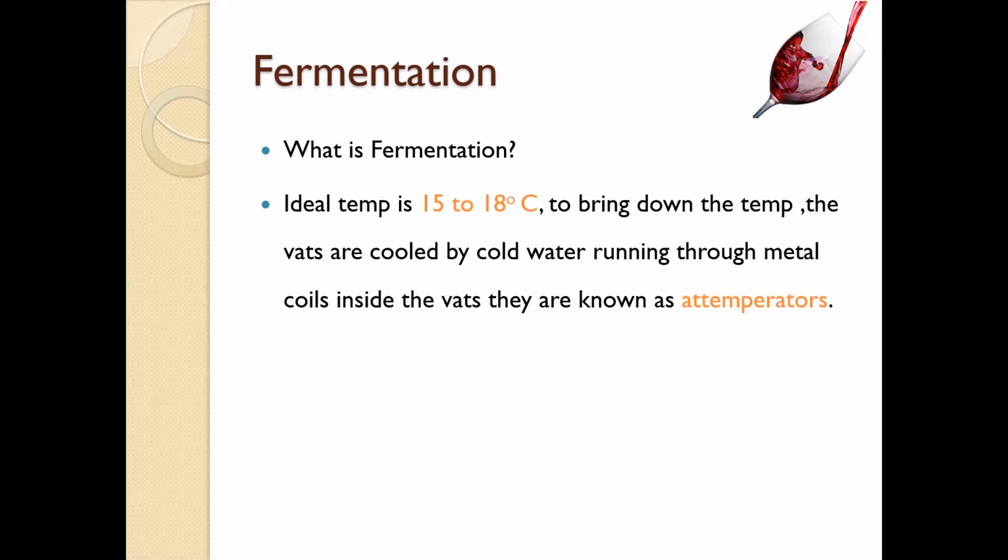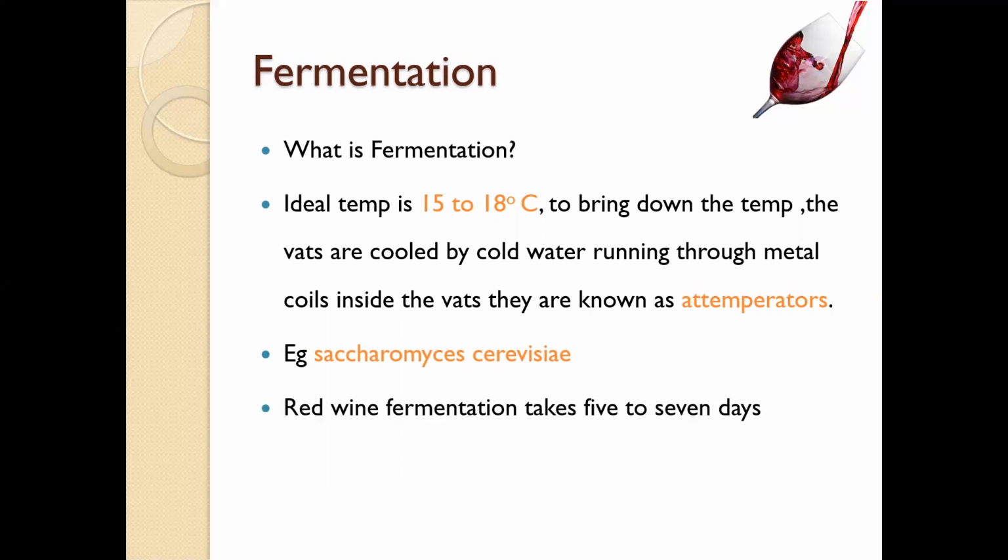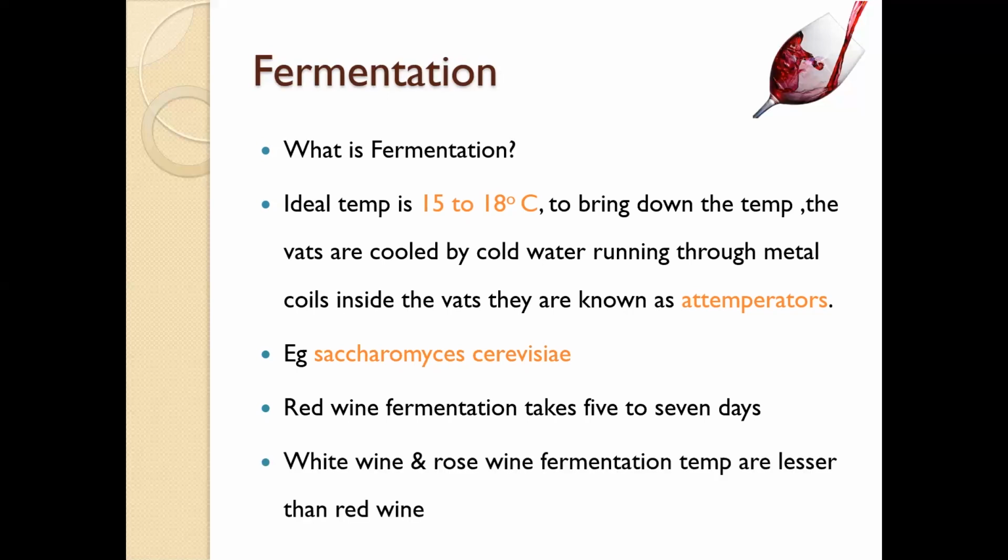The ideal temperature for fermentation is approximately 15 to 18 degrees Celsius. To bring down the temperature, the vats are cooled by cold water running through metal coils inside the vat. They are known as attemperators. The yeast that is used for making the fermentation process happen is called Saccharomyces cerevisiae. This yeast is one of the top fermenting yeasts used for fermentation. Red wine fermentation takes approximately 5 to 7 days. White wine and rosé wine fermentation temperatures are lower than red wine, and the fermentation time also reduces.